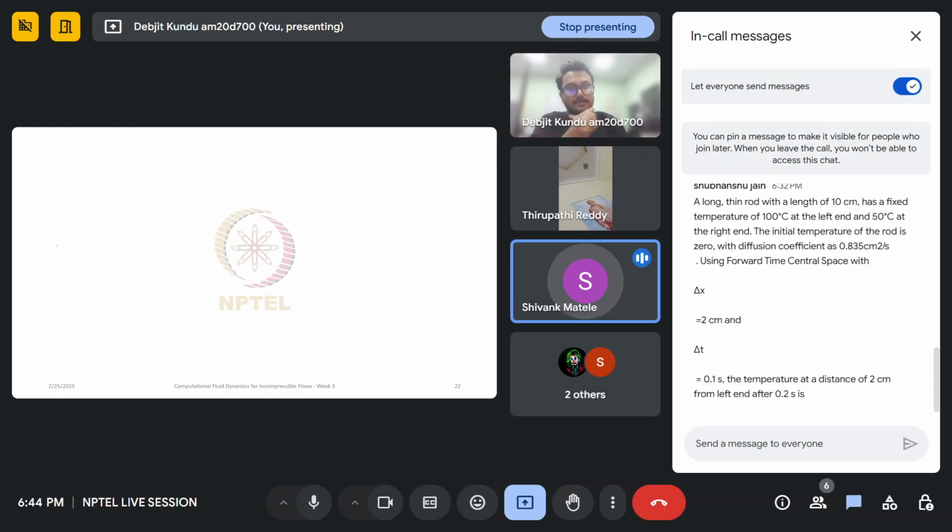Actually, first let me try to clear this doubt, then we should move on to the other one. Don't go for the space thing, otherwise it will confuse. That is another doubt, because in forward we take the nth level and in backward we take the n plus 1th level in space. The first doubt is about the time step. In forward and backward we are using the same formula while discretizing time.